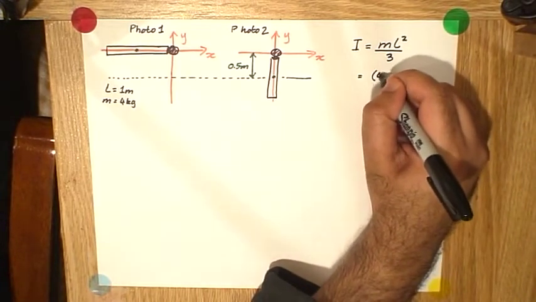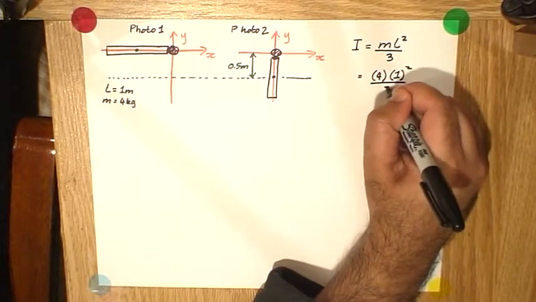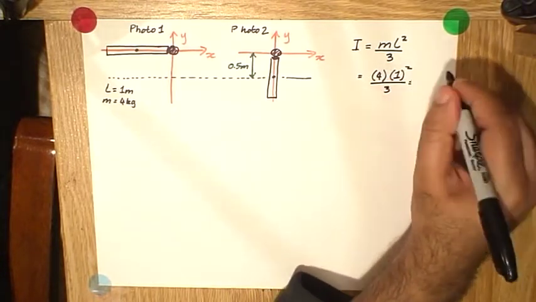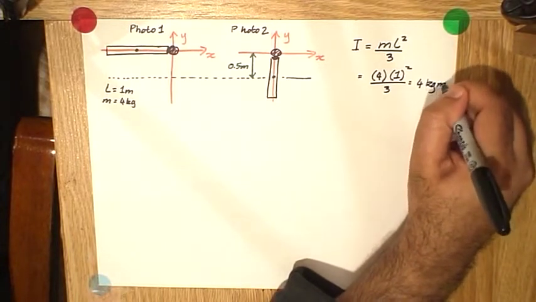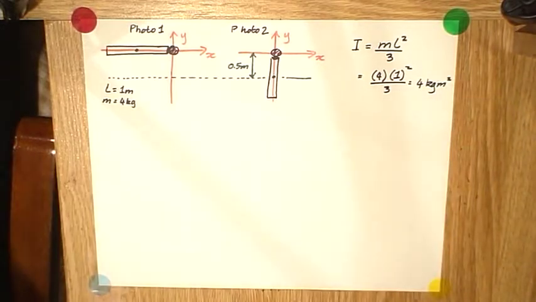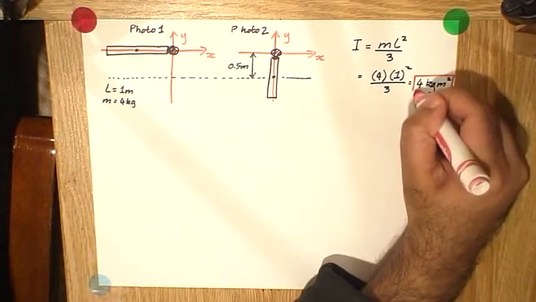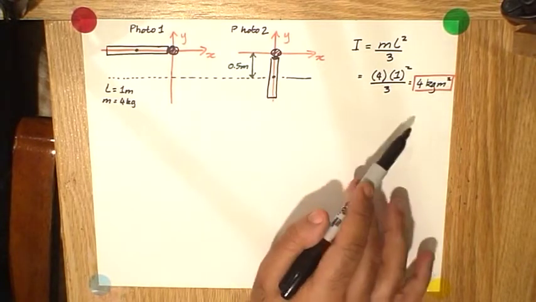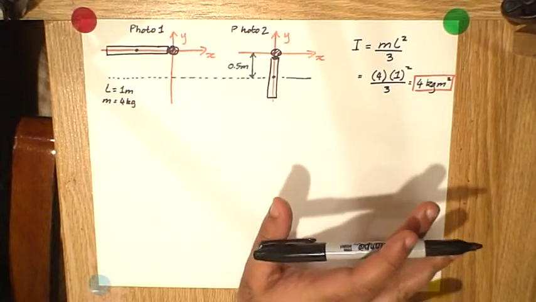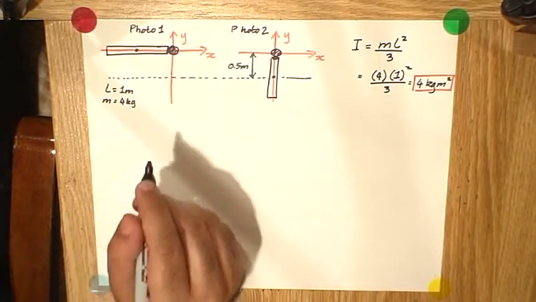Mass is 4, length is 1, squared, all divided by 3. So 4 times 1 squared divided by 3, that's going to give me 4 kilogram meters squared. So this is a useful piece of information. It is going to become necessary later on down the line. All right, so now we have all of this preliminary work that we've done. We are now ready to jump into conservation of energy.